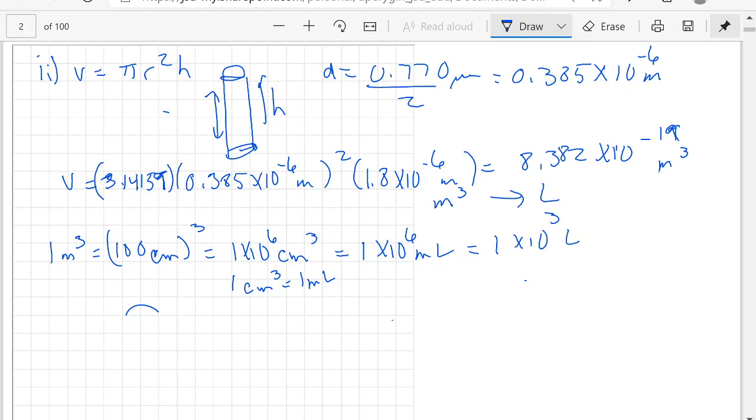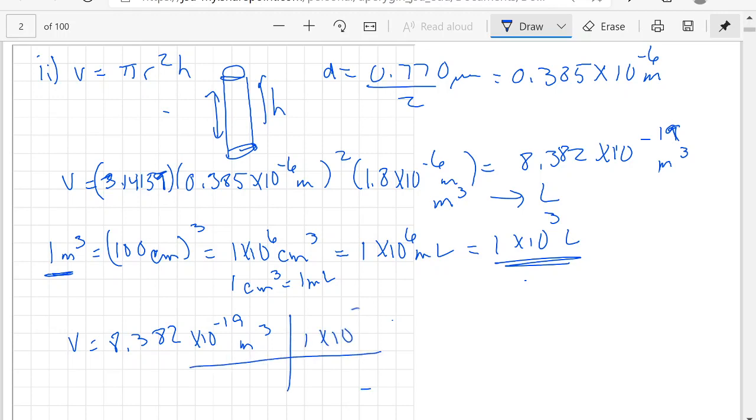Okay, so that converts it to liters. I mean, that's our conversion factor for liters. So 1 cubic meter is equal to 1 times 10 to the 3rd liters. So we need to convert our answer to liters. So volume is equal to 8.382 times 10 to the minus 19 cubic meters. Okay, and 1 times 10 to the 3rd liters is 1 cubic meter, so cubic meters cancels, and that gives us 8.382 times 10 to the minus 16 liters.